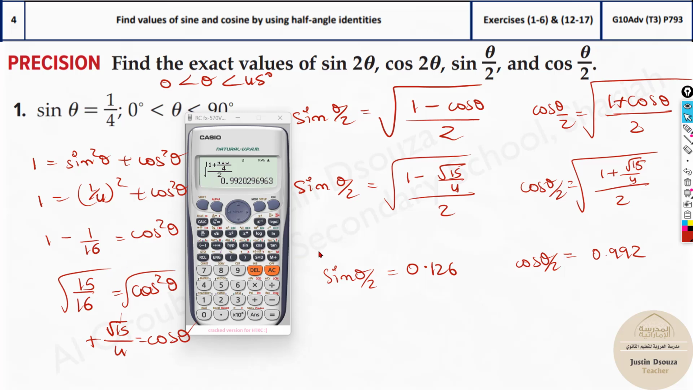Now, I'm not 100% sure, but generally your options' answers won't look exactly like this.